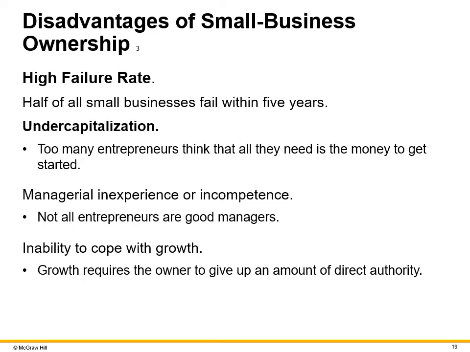Growth requires the owner to give up a certain amount of direct authority, and it can be hard for someone who has called all the shots to give up control. Some small business owners choose to stay micro-entrepreneurs, which operate small-scale businesses with no more than 5 employees.